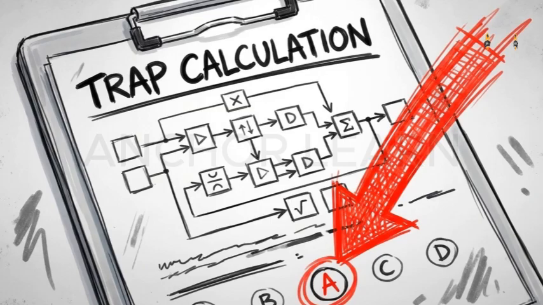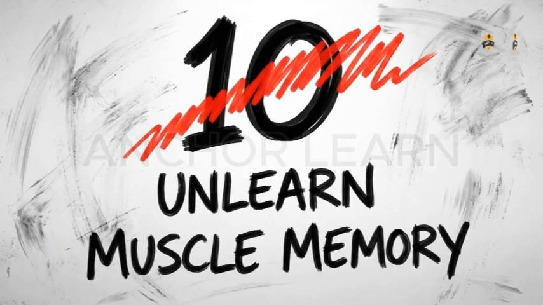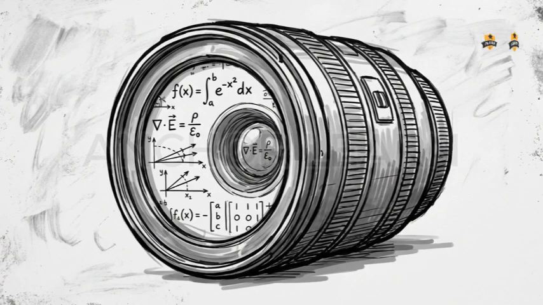JAMB examiners mathematically pre-calculate this exact reflex. They figure out what answer you will get when you accidentally borrow 10, and they put that wrong answer directly into the multiple choice options. Passing this section requires you to actively unlearn the assumption that numbers always group by tens. To fix this, let's look at it through a simpler lens.